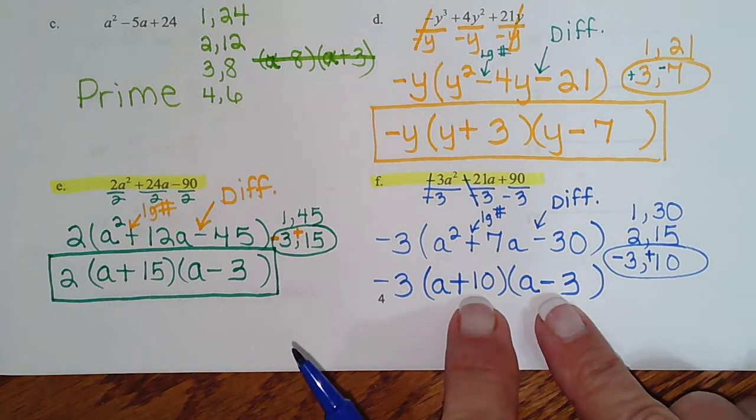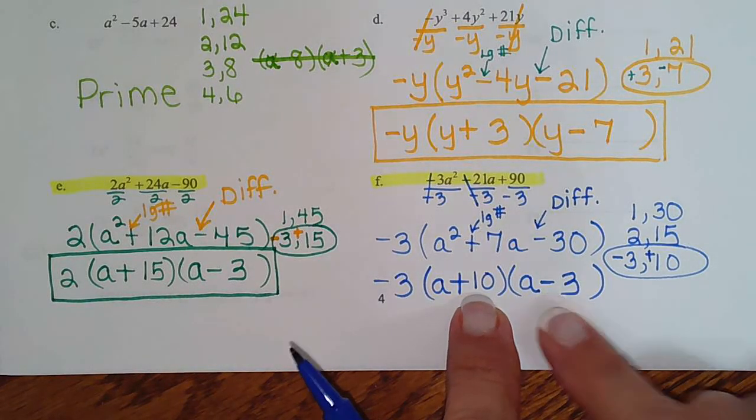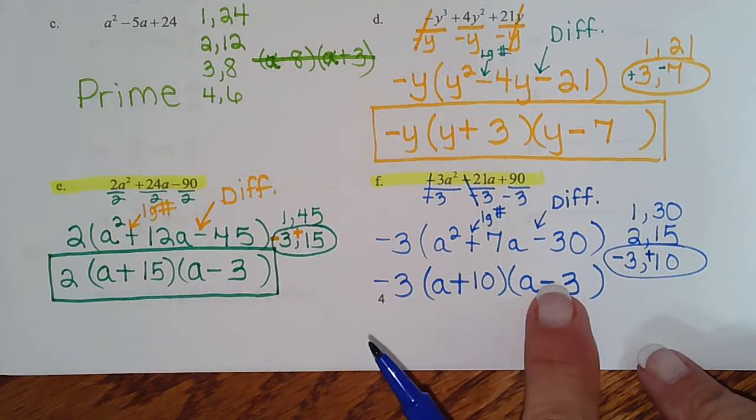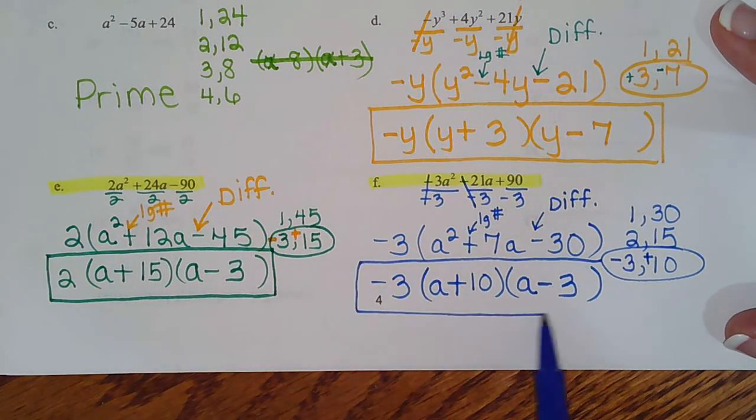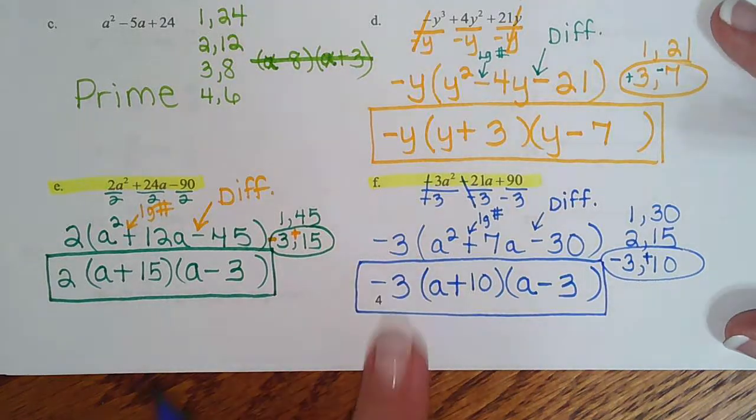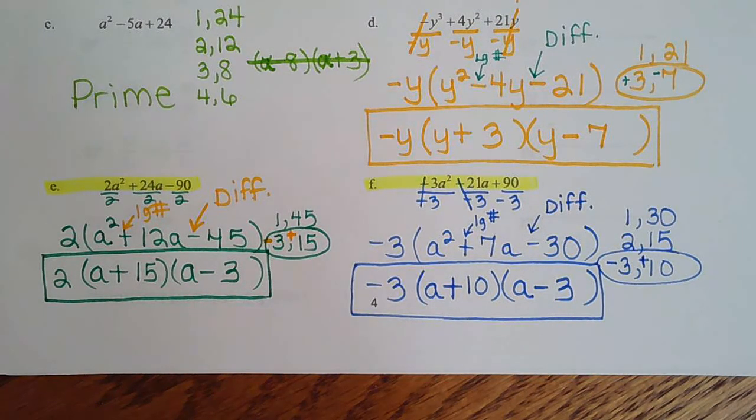So then I work it out. Do my quick check. Negative 30, yep. 10 minus 3, positive 7, yep. So I am good to go. And I remembered to bring my GCF down.